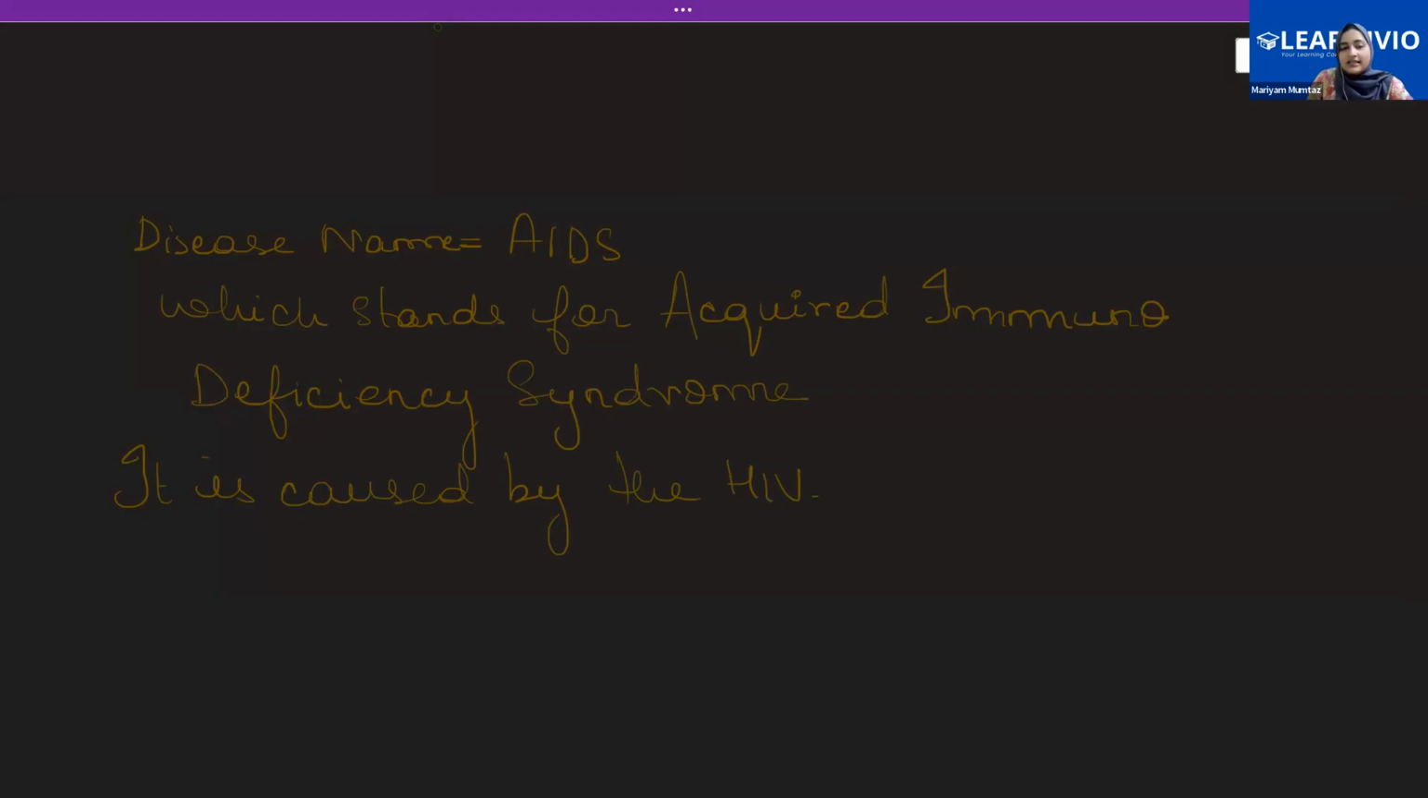And what does HIV stand for? The HIV also has a full form, which stands for human immunodeficiency virus. Clear? Yes, ma'am. So this disease is a viral disease, happening because of a virus. Now, what are the symptoms of this?